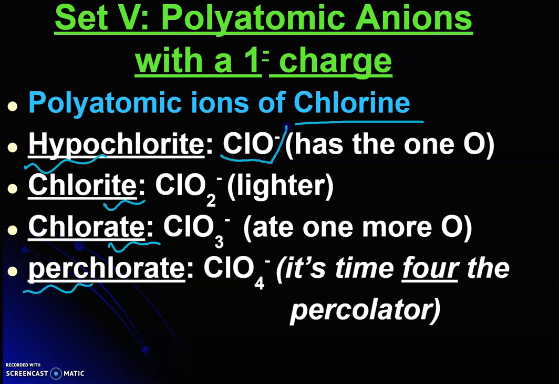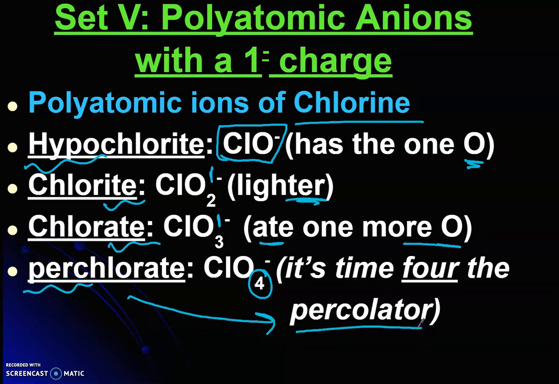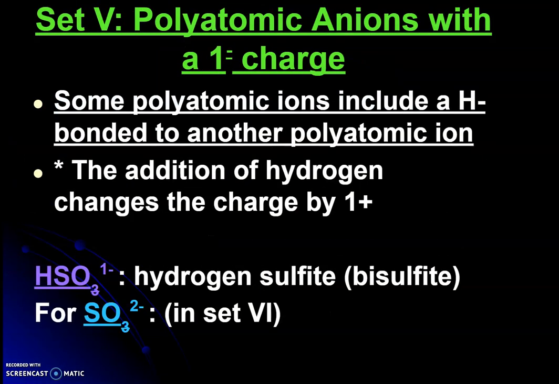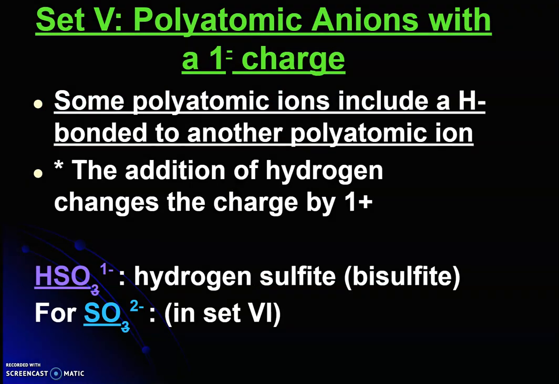So ClO has 1 O. Hypo means very low. ClO2 1 minus is lighter than chlorate. ClO3 1 minus, he ate 1 more oxygen. And perchlorate has 4. And this kind of sounds like the 90s song Percolator. It's time for the percolator. So, like I said, there are some things that you're going to have to come up with on your own. Some things you can borrow from me.